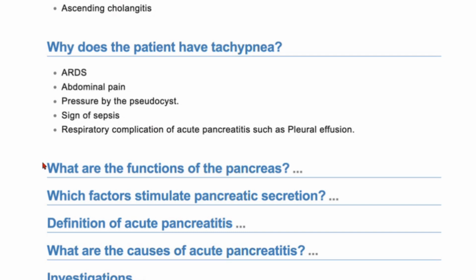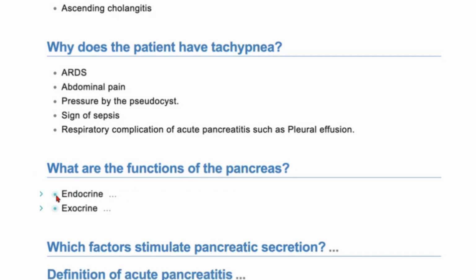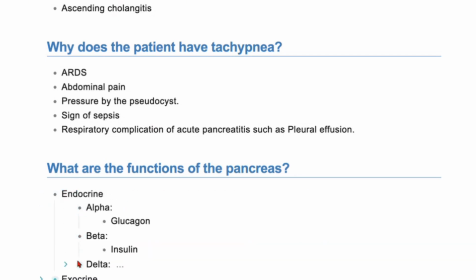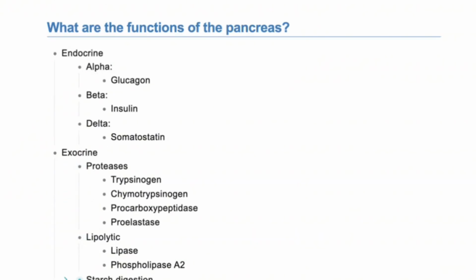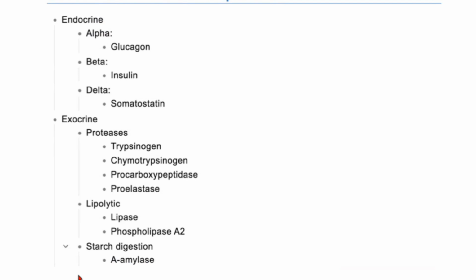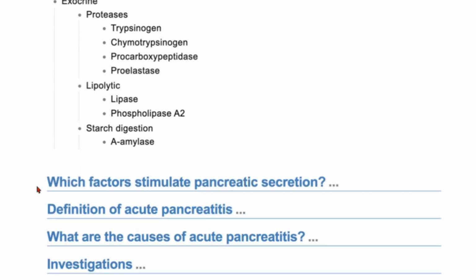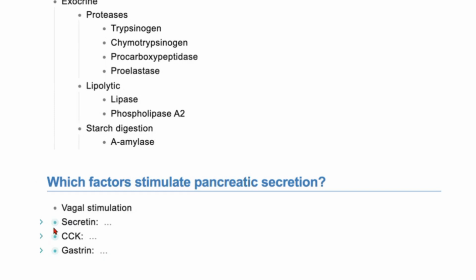Which factors stimulate pancreatic secretion? The factors that stimulate pancreatic secretion would be a low bicarbonate, which would help increase bicarbonate formation for neutralization purposes in the stomach. Low blood glucose would stimulate the secretion of glucagon from the alpha cells, and high glucose would stimulate insulin from the beta cells.